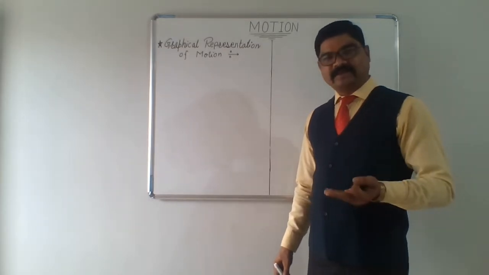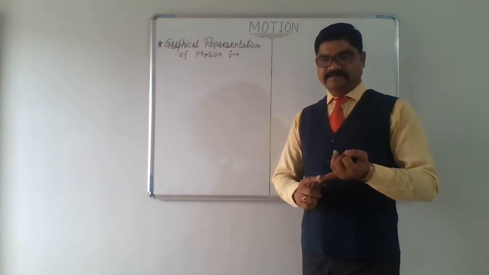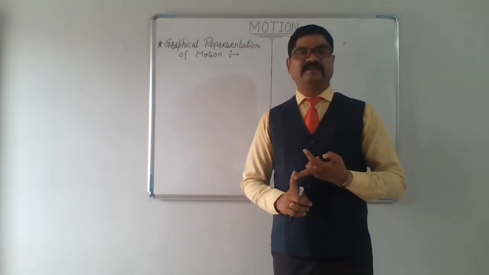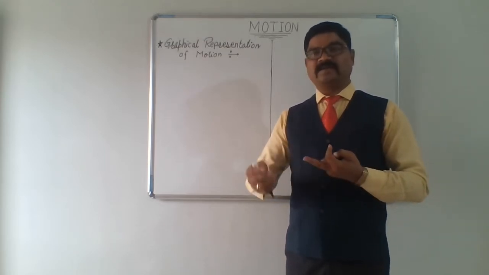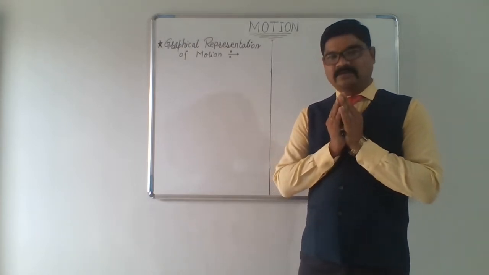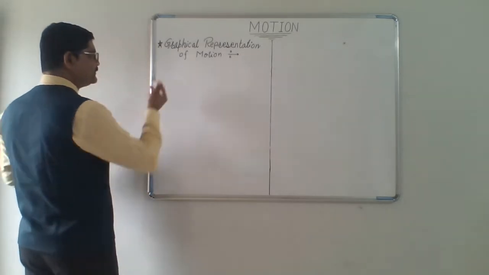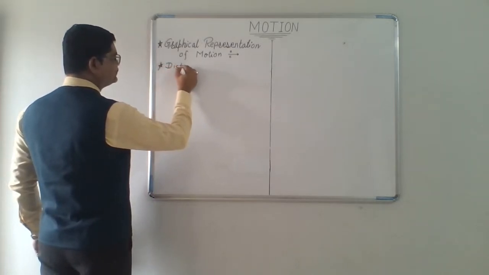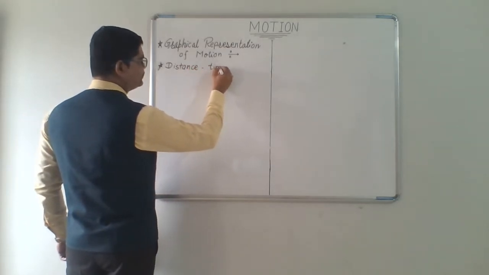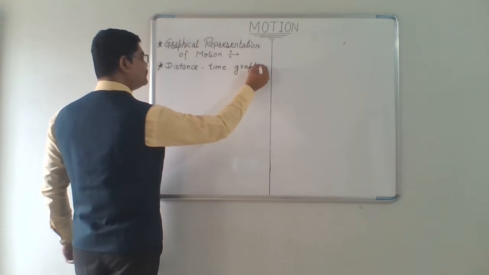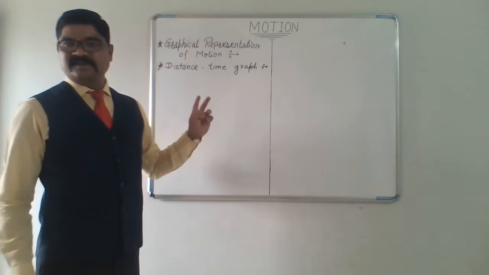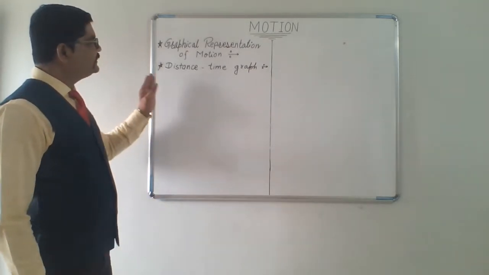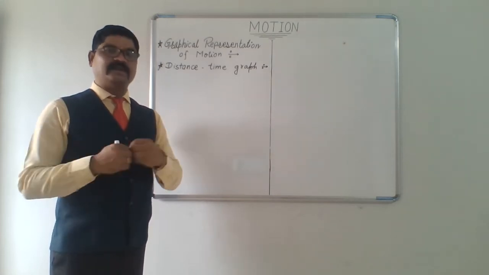Basically, there are three types of graphs: distance time graph, velocity time graph, and acceleration time graph. But since in our course only two are there, the distance time graph and the velocity time graph, we will restrict ourselves to those. The first type of graph is the distance time graph. This is also called the position time graph. Since the motion is along the same straight line, we can also take it as a displacement time graph, because the magnitude of displacement is equal to the distance covered.